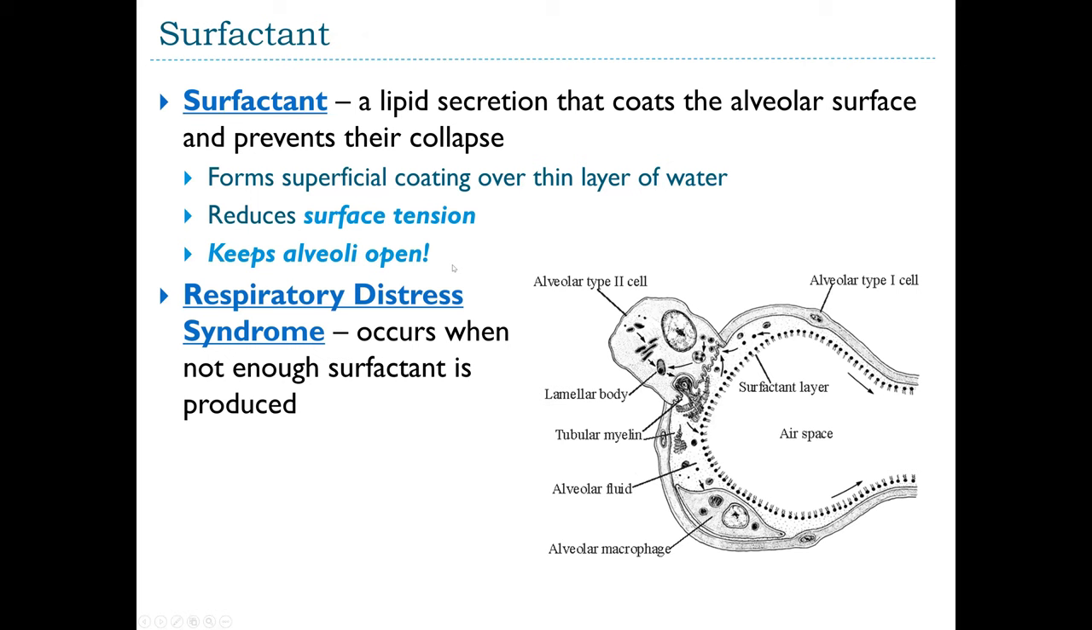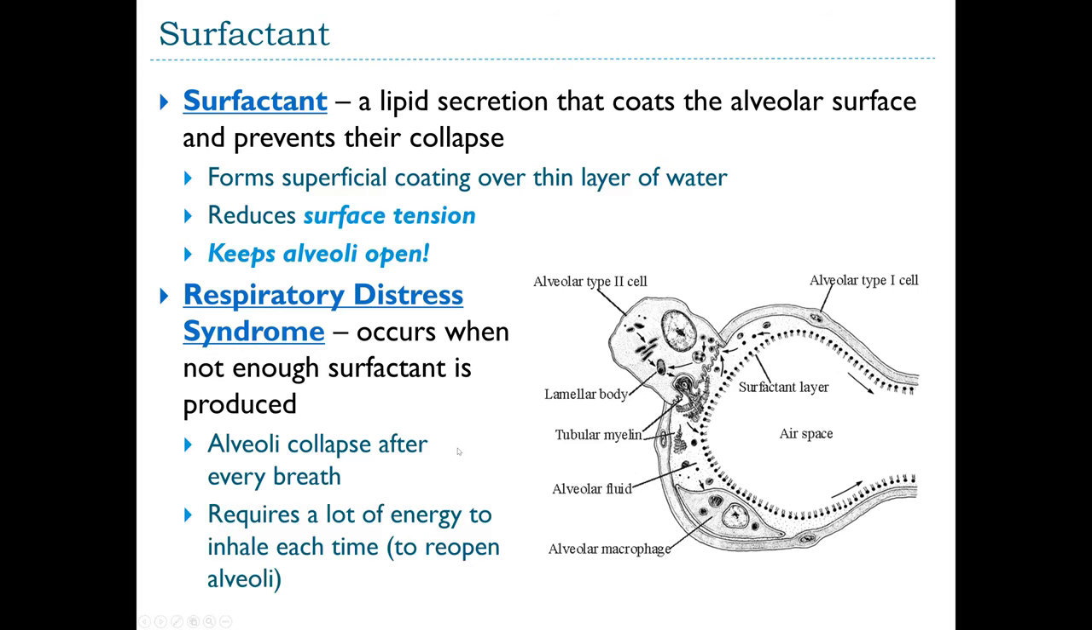Respiratory distress syndrome occurs when not enough surfactant is produced. And then every time you exhale and this airspace gets smaller, the surface tension of the water allows the alveolus to completely collapse and the two sides stick to each other. And then you have absolutely no space left on the inside. So alveoli collapse after every breath. And this requires a lot of energy to inhale. Every time you inhale, you have to use extra energy to reopen all those alveoli and fight against the surface tension that's holding them closed, so it can very quickly lead to exhaustion.